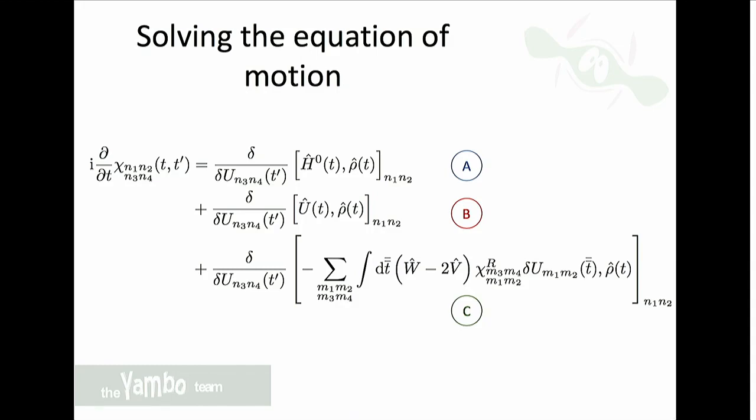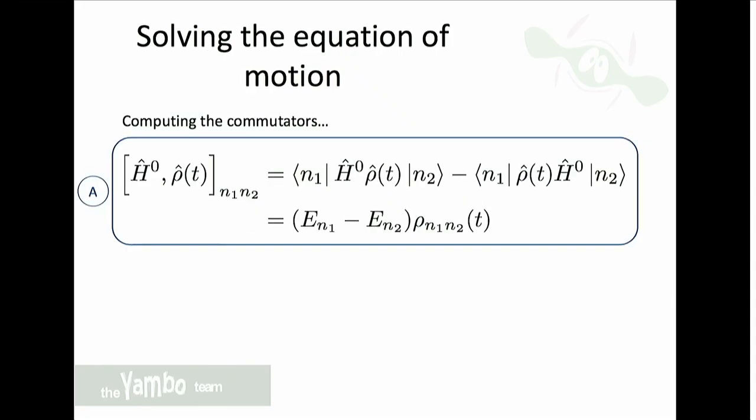So we have three commutators that we need to calculate, basically. And here you see you have this W minus 2V that appears. Okay, so now we need to compute them, but we can do it. For example, the first part, the A, we can just let the equilibrium Hamiltonian act on the eigenstates, and you obtain the difference of energies.